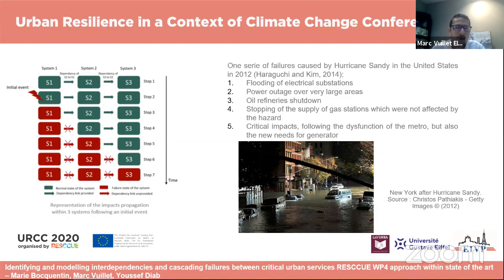We can cite as an example a chain of failure caused by Hurricane Sandy in the United States in 2012. At first, flooding of electrical substations, then power outage over very large areas, which caused oil refineries shutdown, stopping of the supply of the gas stations, which were not affected by the hazard directly, and then critical impacts following the dysfunction of the metro, but also the new needs for generators, which need hydrocarbon to work well.